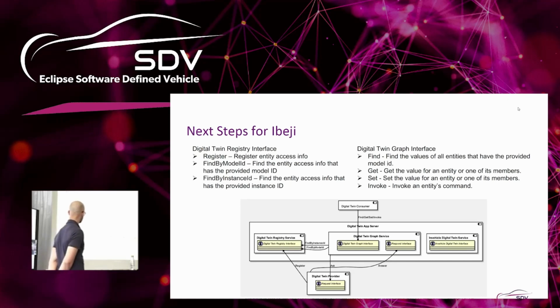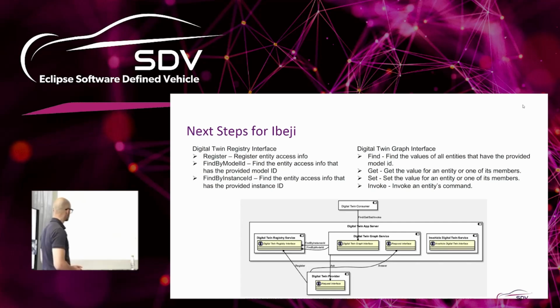The idea with the facade is to remove the need for the consumer to interact with the digital twin providers and the Ibeji digital twin services that it needs. So with the facade, the consumer will only need to interact with a single Ibeji digital twin service, and in this architecture, that service is the digital twin graph service.